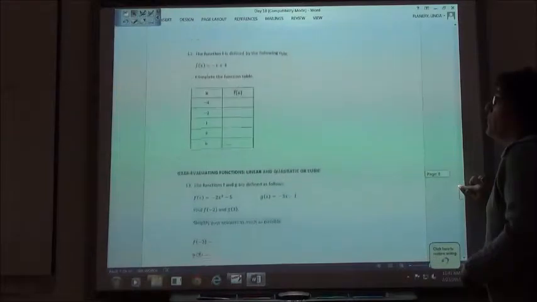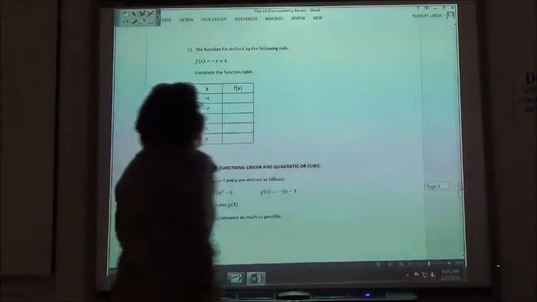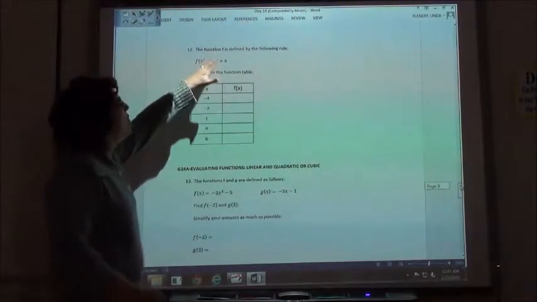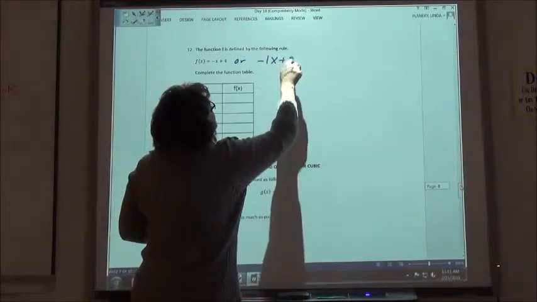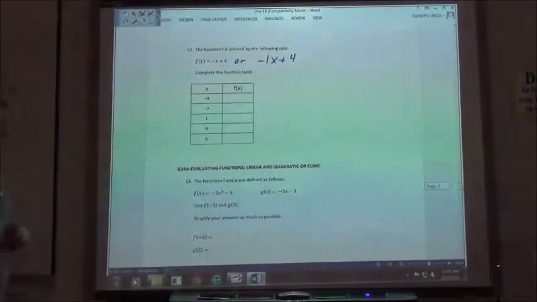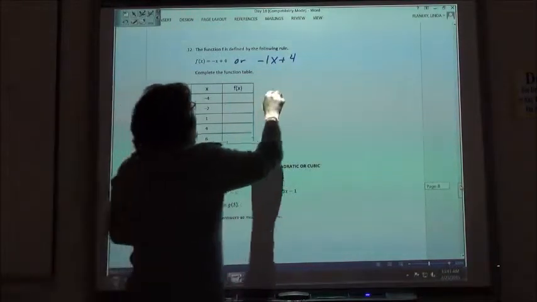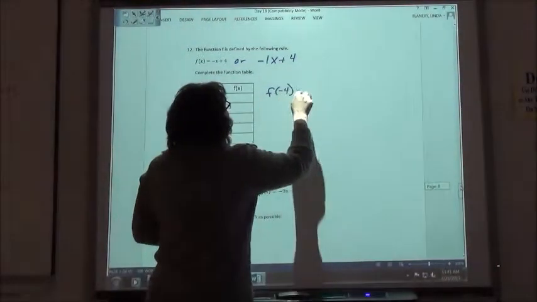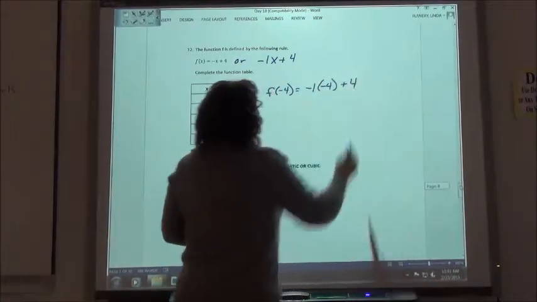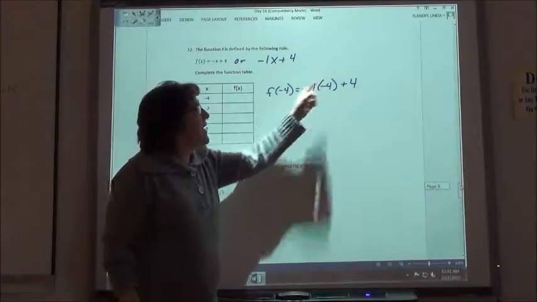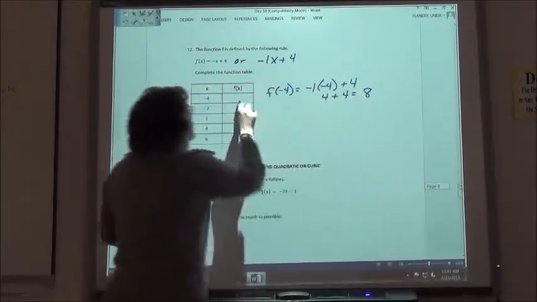Number 12. Sometimes you have ones that look like this. F of x equals negative x plus 4. If you have trouble with that negative x, it's negative 1 times x plus 4. Right? Negative x is the same thing as negative 1 times x. So f of negative 4 means you're going to do negative 1 times negative 4 plus 4. Well, a negative times a negative makes it a positive. 4 plus 4 gives me 8.